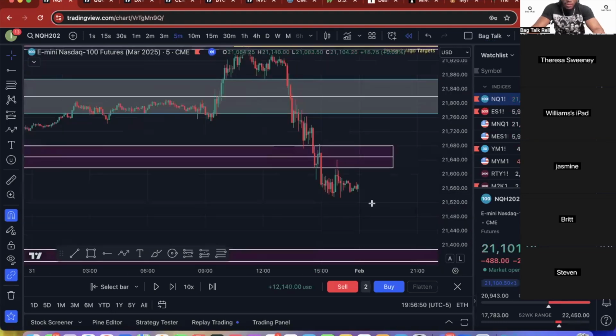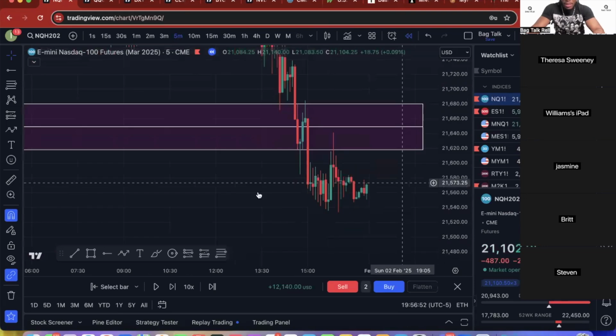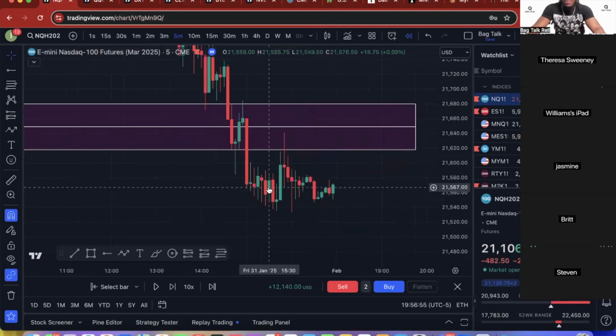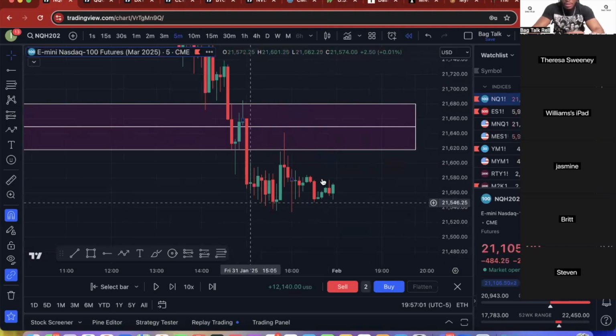So all that stuff is on document. How could I know that this is the bottom? I'm using concepts for that, and it has to do with hourly candles. That's all I'll say. So I knew this was the bottom, and it consolidated, and that was it.